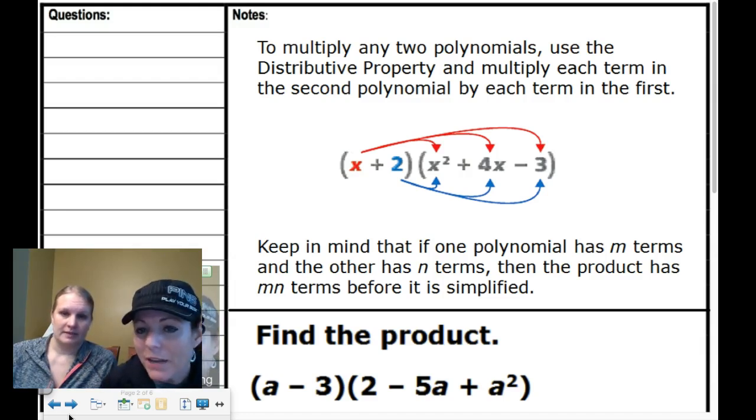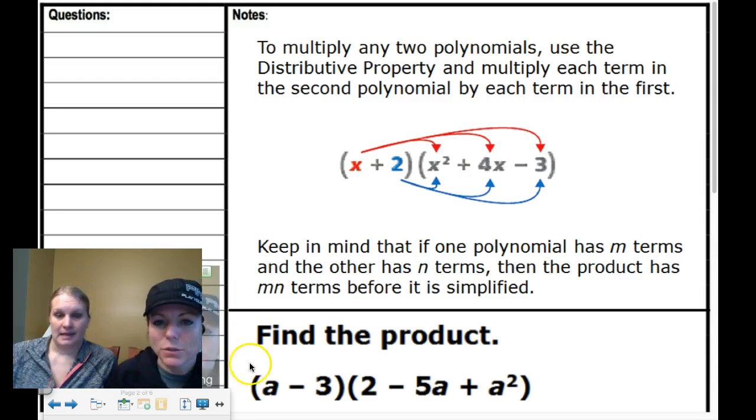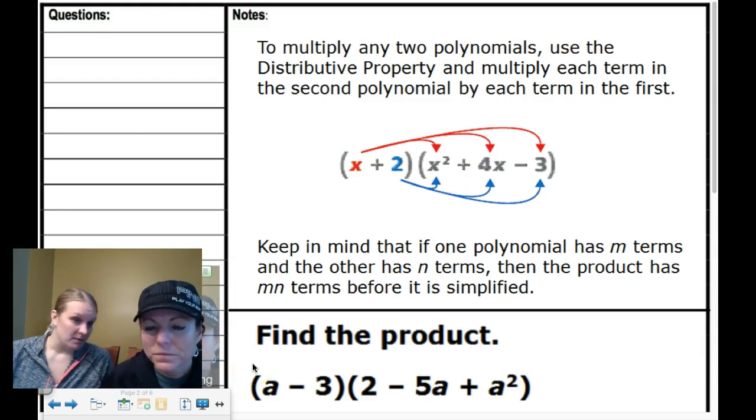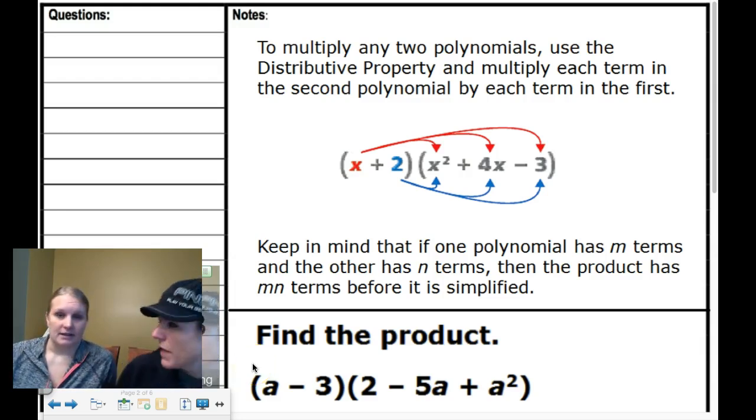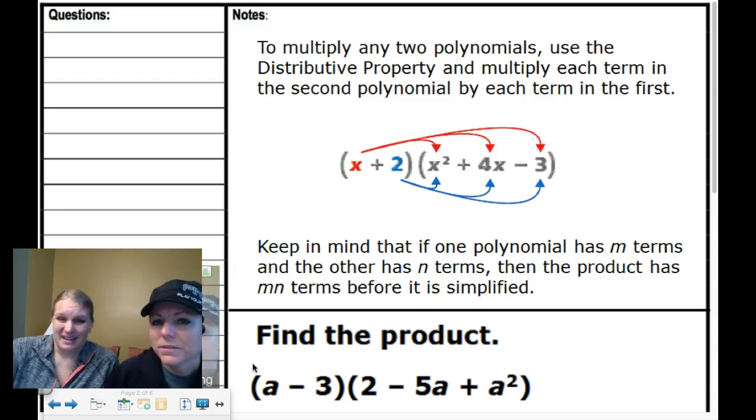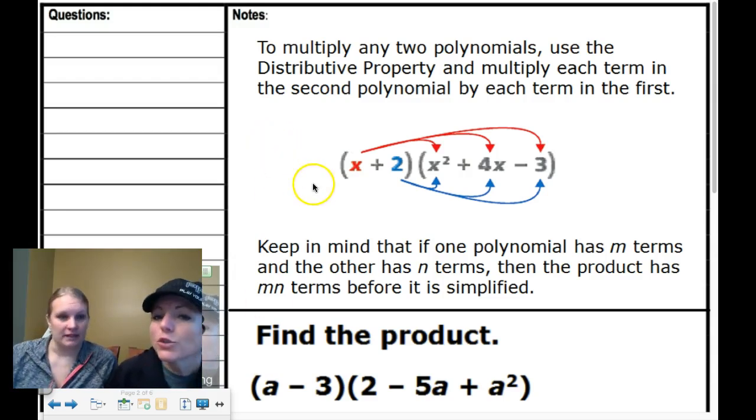Now keep in mind that if one polynomial has m terms and the other has n terms, then the product has m times n terms before it is simplified. We'll go over that because I think they're probably confused in what I just said. And you can use the box method with this, which I can show in class. Let's do that in class, just because I think it helps keep me organized. And that's fine. So when we do this, let's use arrows, one color, and then arrows for the second. Are you good with that?